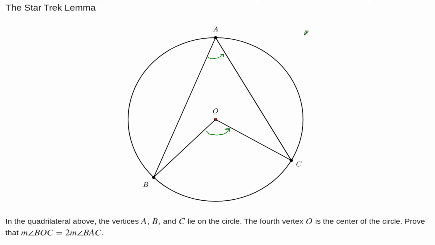So we want to prove that the measure of angle BAC is equal to half of the measure of this exterior angle BOC. Now that's not exactly how I stated it when I wrote it out here, and it's not exactly how we're going to prove it either. What we're going to do basically is move this 2 over to the other side. So we're going to show that this exterior angle has twice the measure of the interior angle here.